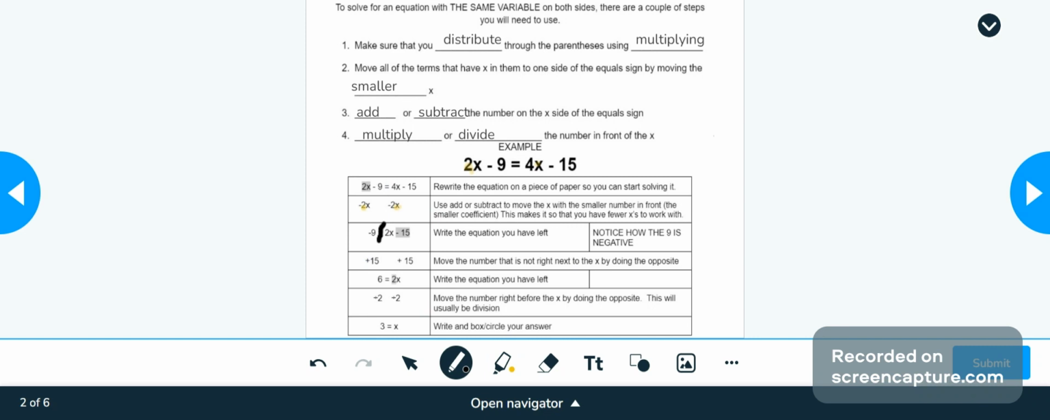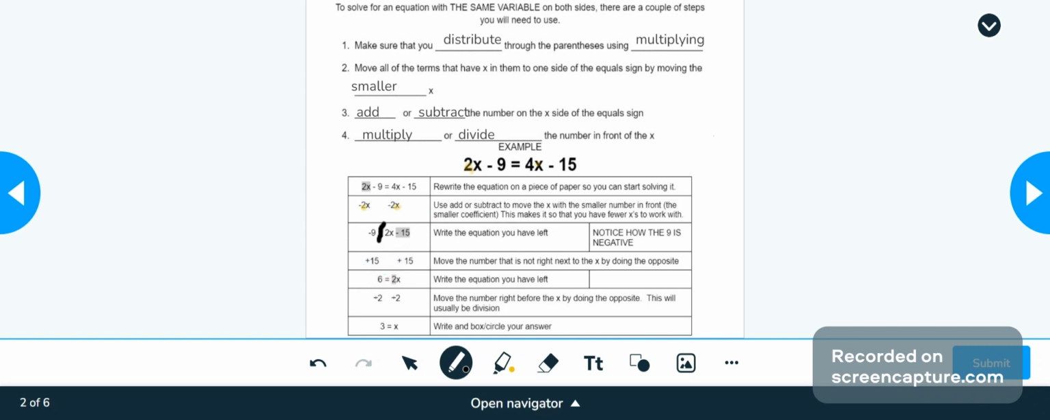Just like in this equation, that number that's next to your x is going to be the last thing that x wants taken away. And so it's the last thing you should take away. Take away that negative 15. When you add 15 to both sides to cancel out that minus 15, you end up with negative 9 plus 15 equaling 6, and then 2x being left on the right side.